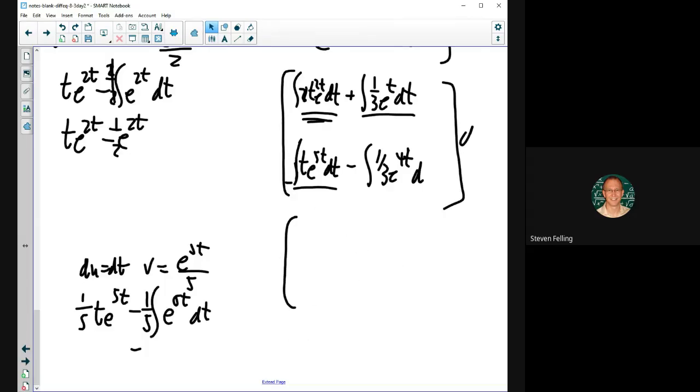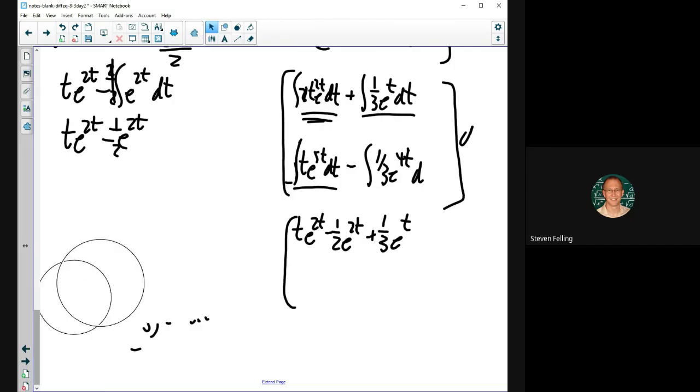Okay, so this is t e to the 2t minus a half e to the 2t, and then the antiderivative here, which is 1/3 e to the t. There we go. Okay. Now the second row, which is integration by parts, is where we're getting ready to do.